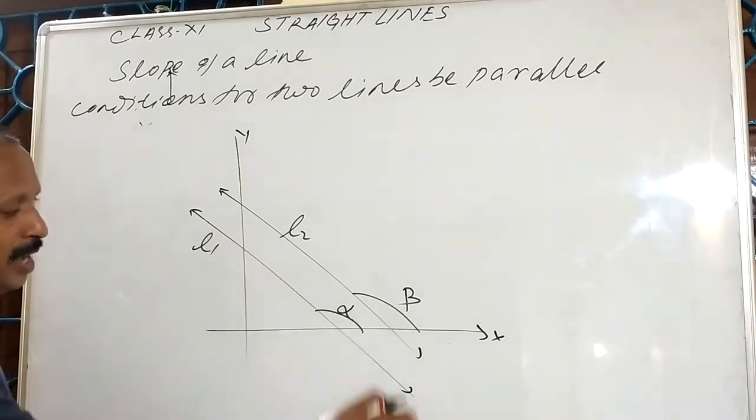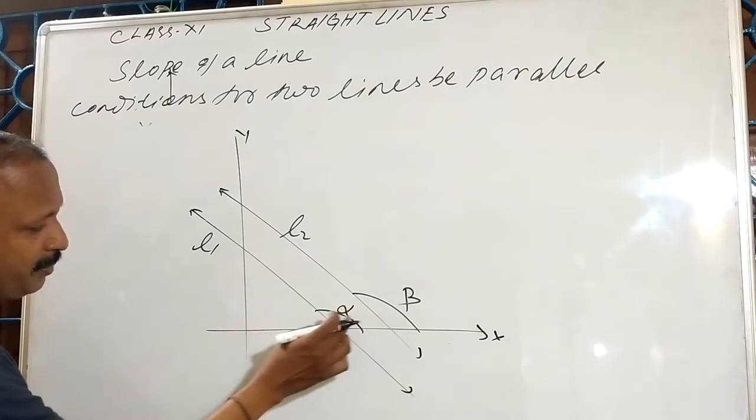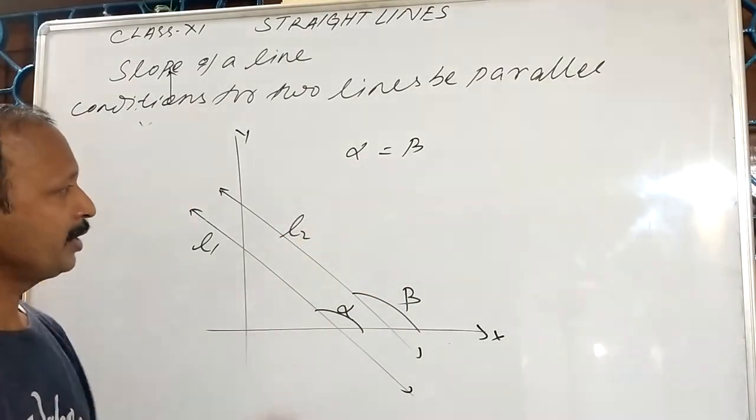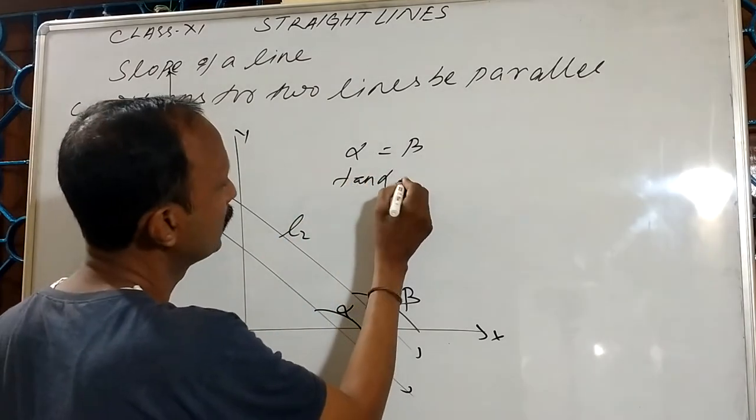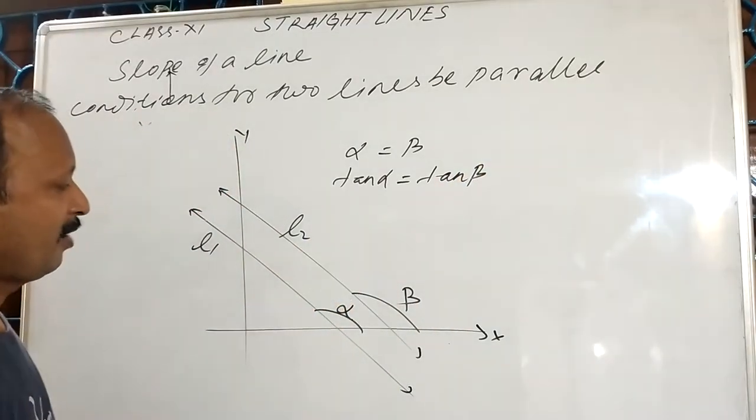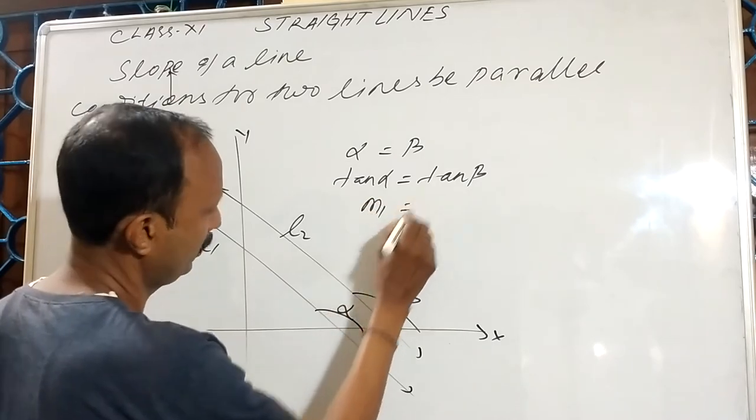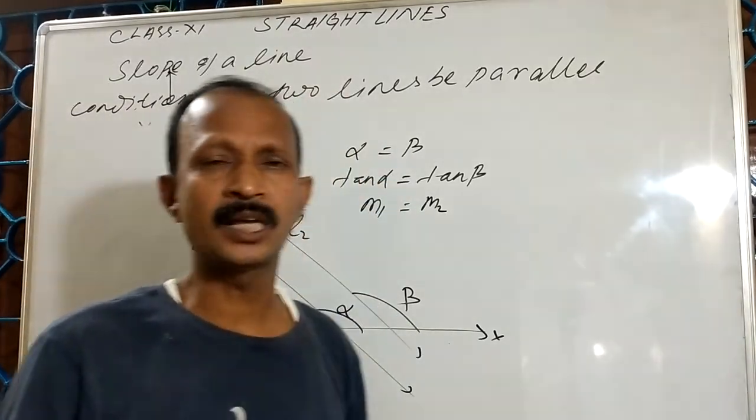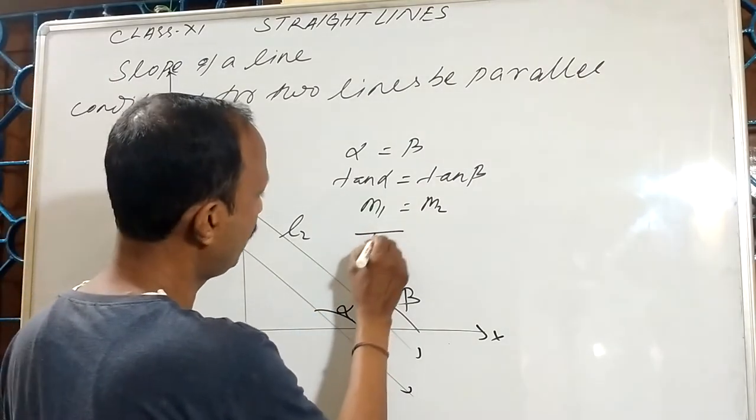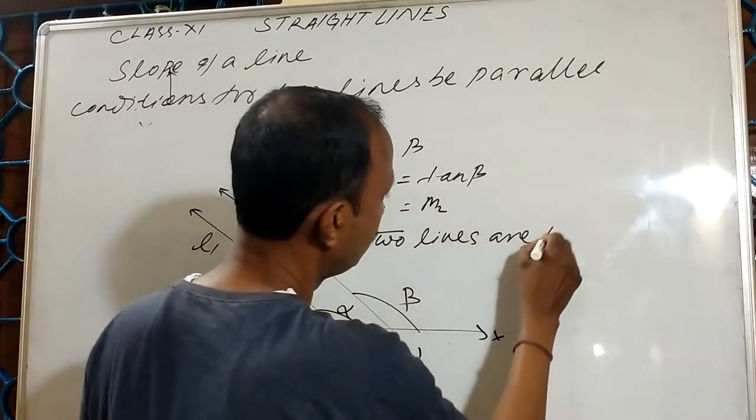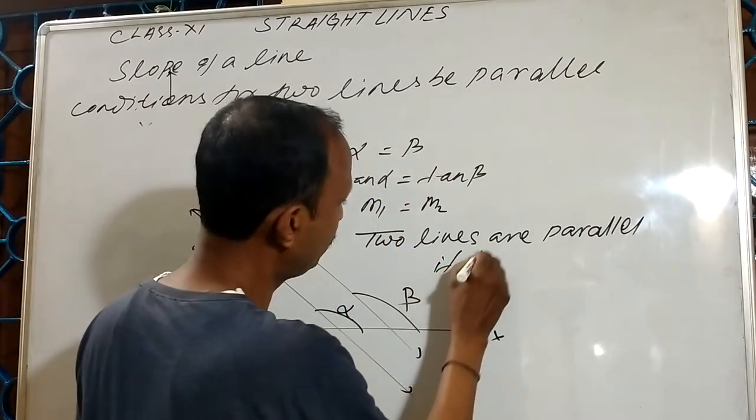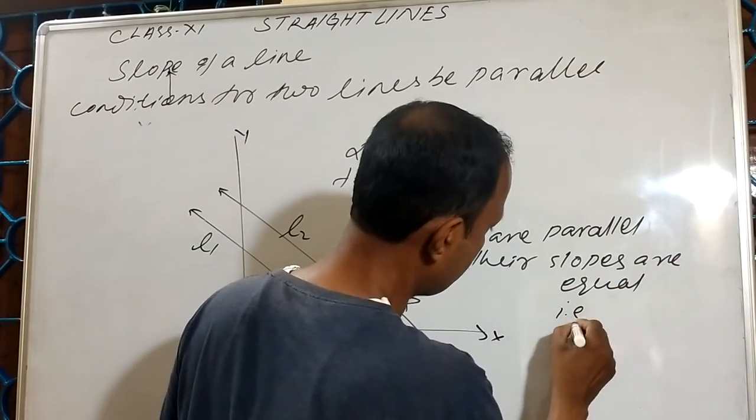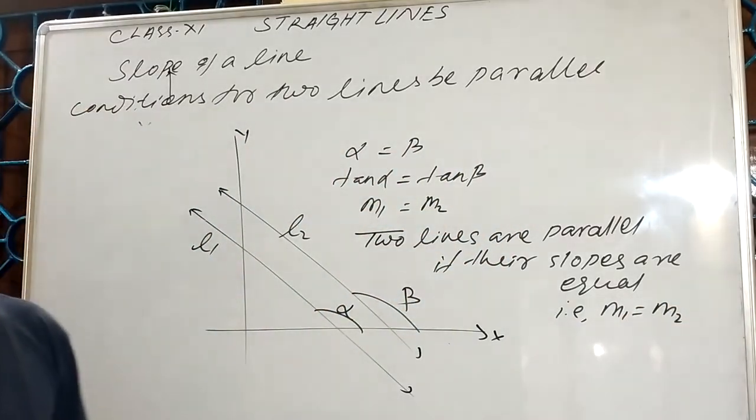Here, I have drawn them parallel. So, if they are parallel, this is the transversal. Ultimately, the corresponding angles are equal. That means alpha is equal to beta. If alpha is equal to beta, I can say that tan alpha is equal to tan beta. Tan alpha is the slope of this line L1. Let it be m1. Tan beta is the slope of this line L2. Let it be equal to m2. That means I can say that two lines are parallel if their slopes are equal. So we reached the conclusion that two lines are parallel if their slopes are equal, that is, m1 is equal to m2. Clear, children?